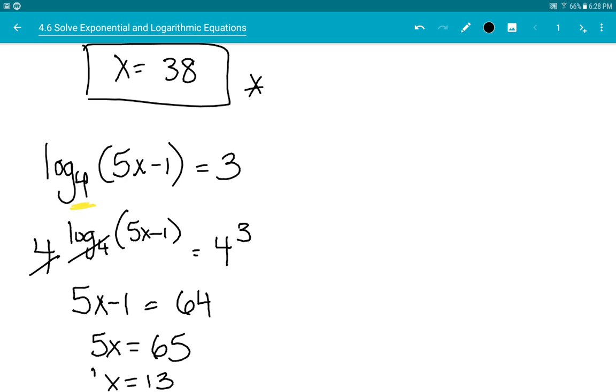All right, now, is it extraneous or is it a valid solution? Again, we want to plug that up here. So 5 times 13, we know is 65. 65 minus 1 is definitely 64. So this is not an extraneous solution. This is actually a valid solution. So 13 is our final answer.